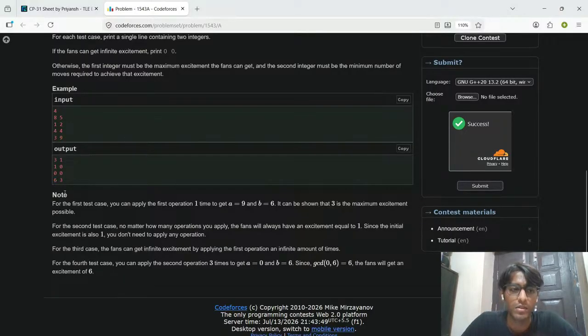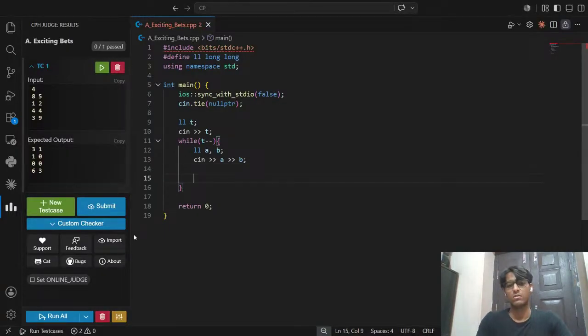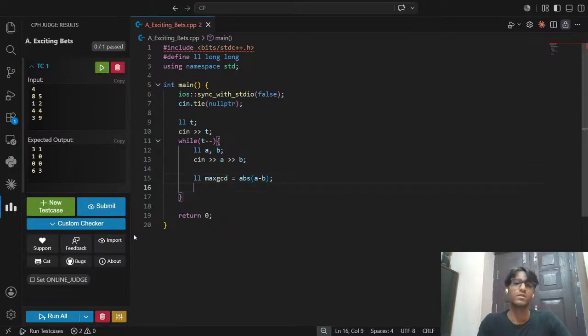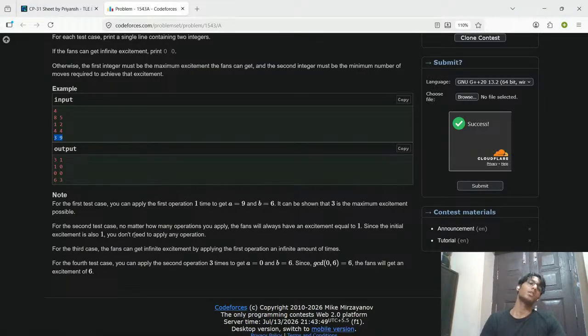There is something which you can notice. There is a bit of a relation here: the maximum GCD is just the difference between these two numbers. So max GCD is equal to the absolute value of A minus B. I might be wrong, obviously. Now we have to think about how we can make this achievable. The difference is 3.